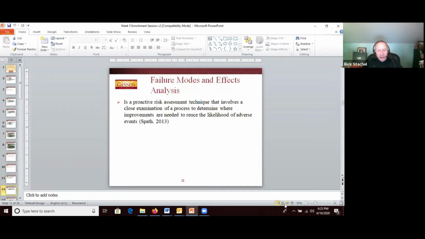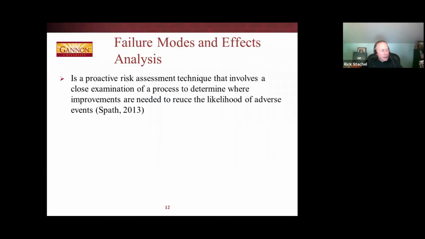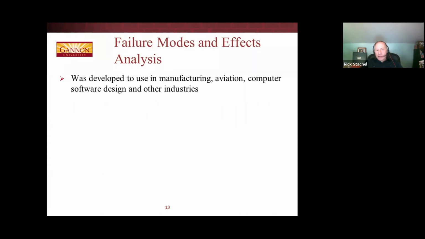So let's talk a little bit about the failure modes and effects analysis. They use this quite a bit. There are several pages in the textbook about FMEA. The nice thing about FMEA is that it's proactive, right? So it's a proactive risk assessment that involves close examination of a process to determine what improvements are needed. It was developed in manufacturing and aviation, but then moved to other industries.